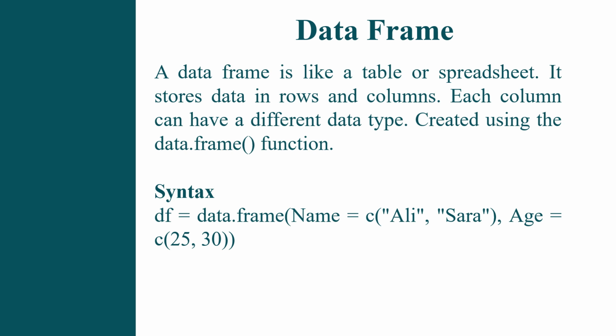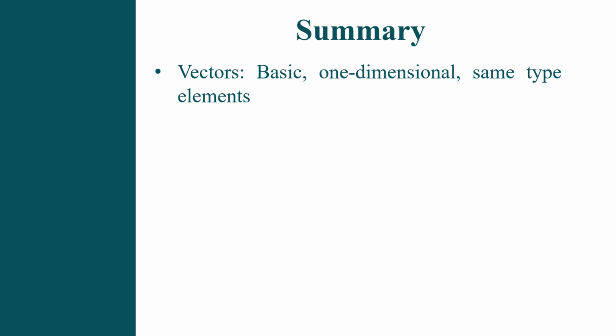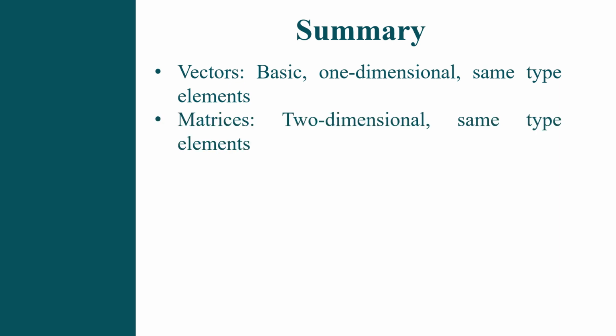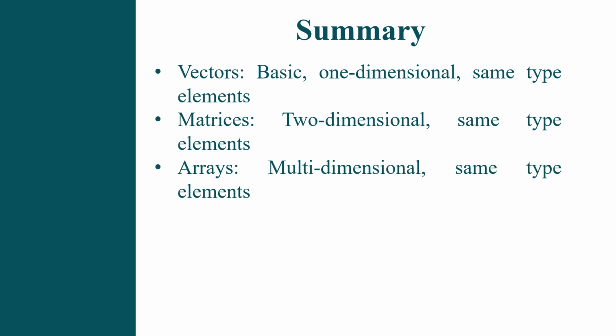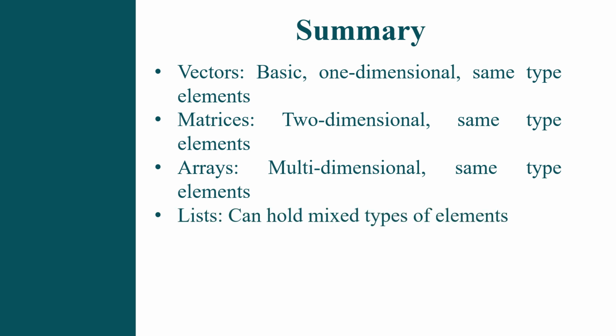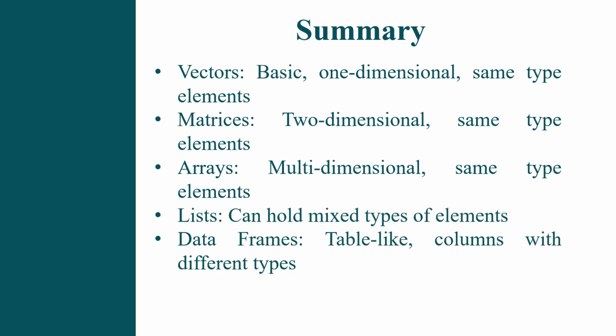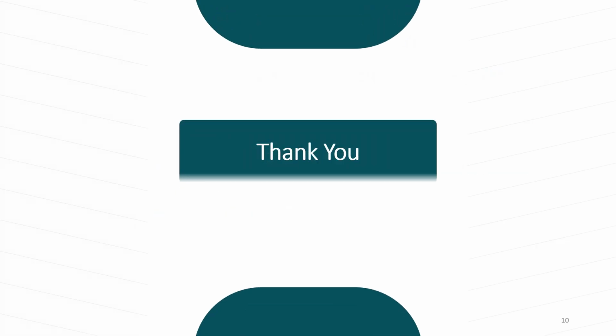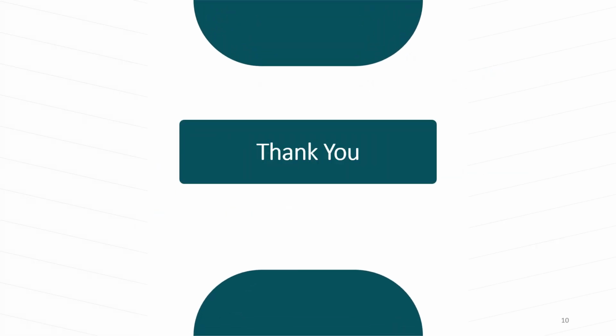So let's quickly summarize what we have learned today. First, vectors are one dimensional and contain elements of the same type, and then matrices are two dimensional with the same data type, and then arrays extend this to multiple dimensions, and then lists can hold different types of data, and then data frames are like tables with columns of mixed types. Each of these structures has its own role, and understanding them helps us to use R more effectively and efficiently. That's all for today's video. I hope you now have a clear understanding of data structures in R.